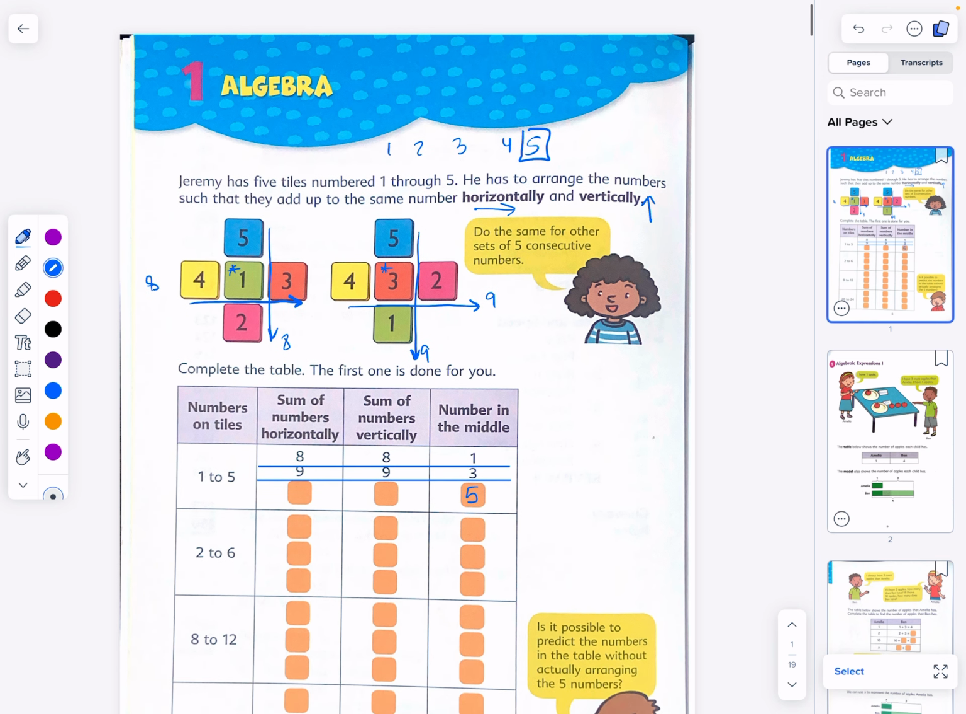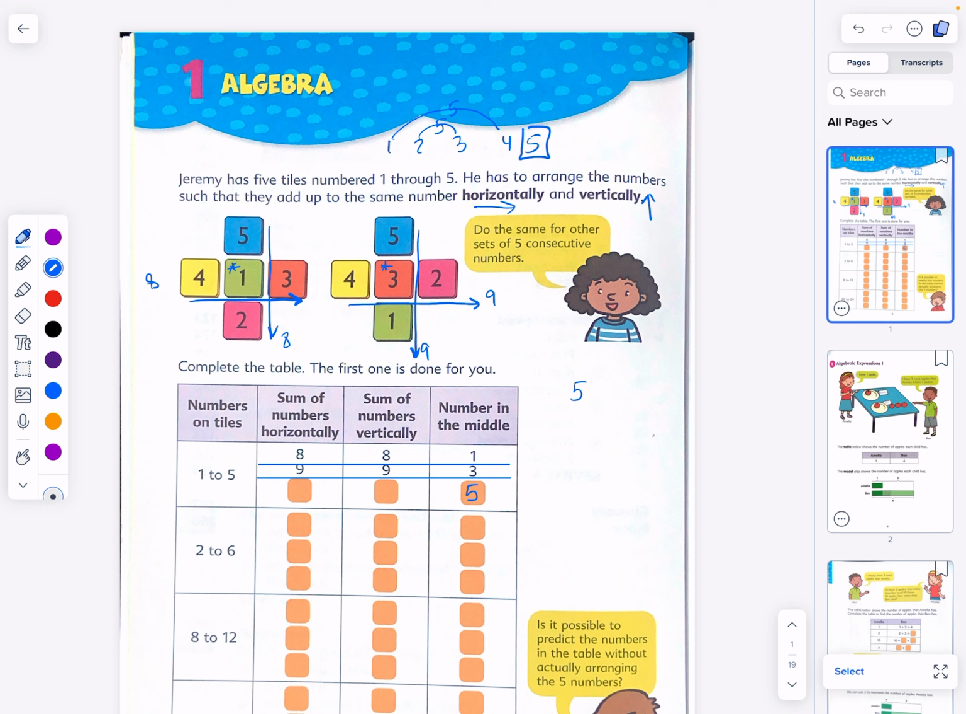Let's see. 1 plus 4 gives you 5. 2 plus 3 gives you 5. So you can arrange 5 in the middle and then say 2 and 3 on the top and 1 and 4 side to side. So again, you will have 10 going up and down, and the sum is 10 going left to right.